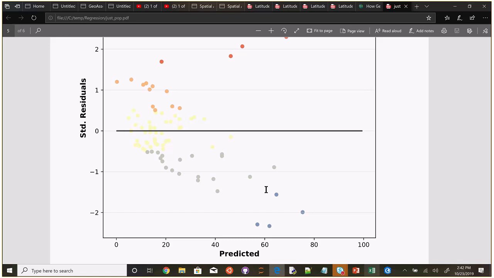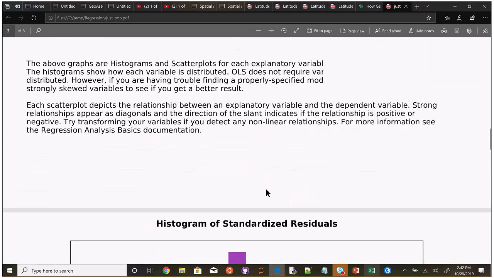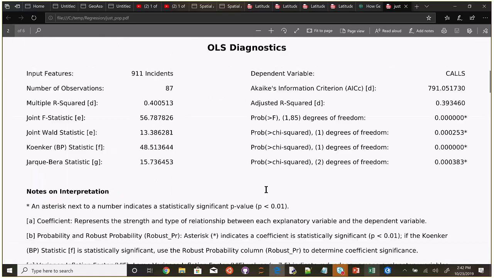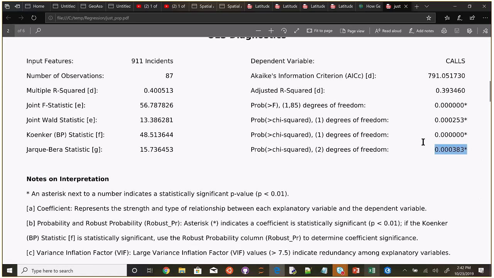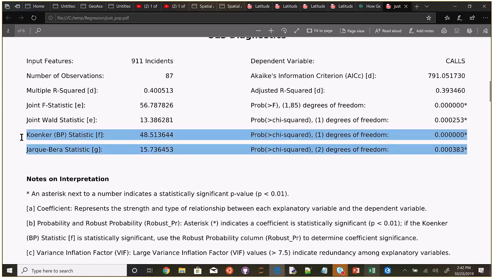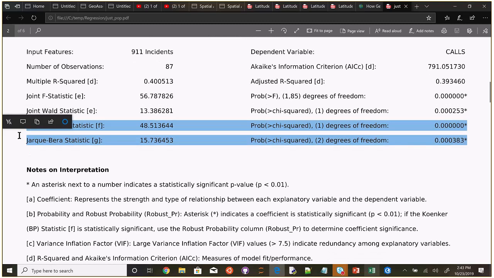So I told you before that if there's a pattern or a weirdness, this should all be random in here. And if it's not random, then I told you before that these two would be significant. And that's a problem. See how those two are significant? Those two statistics are significant. And that's telling us that we've got a problem there.